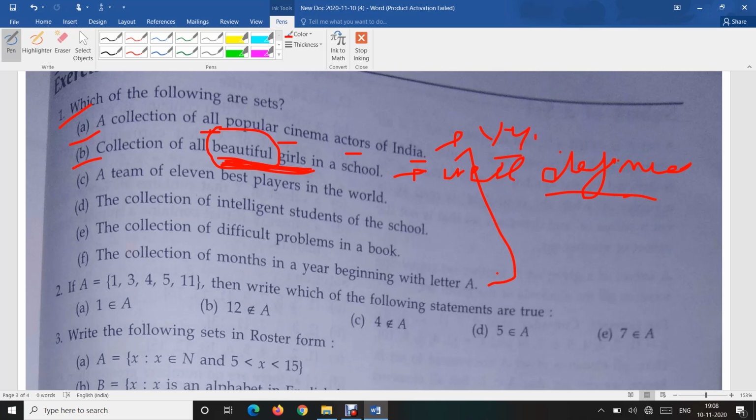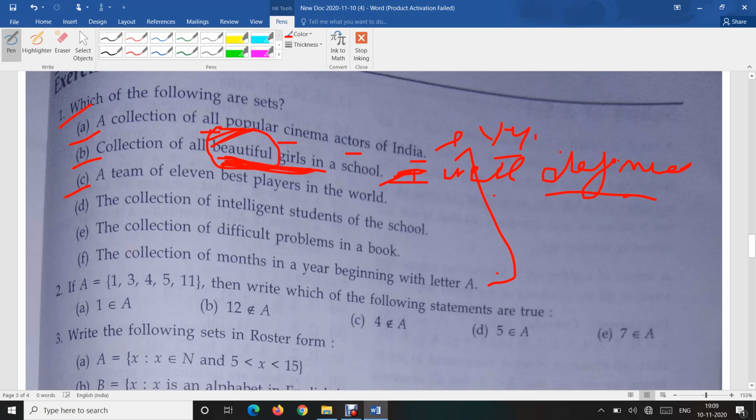It is not necessary that any girl is beautiful for both persons or for all persons. So this is not well defined, because for the term beautiful, each person can have a different opinion regarding that. So it is not well defined, so it is not a set.